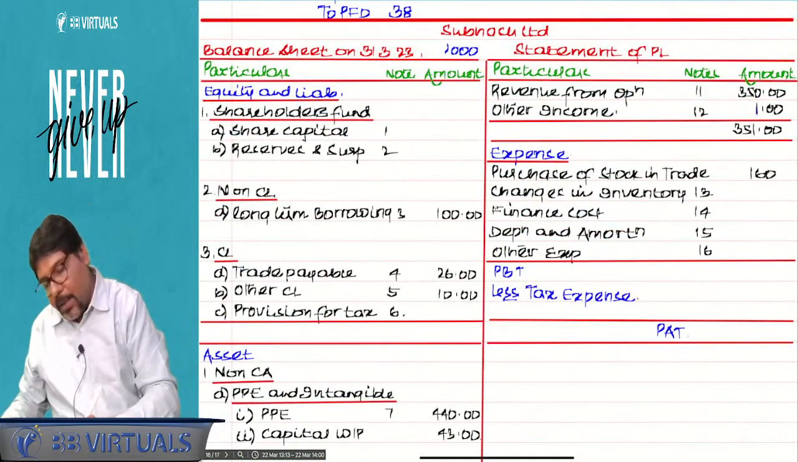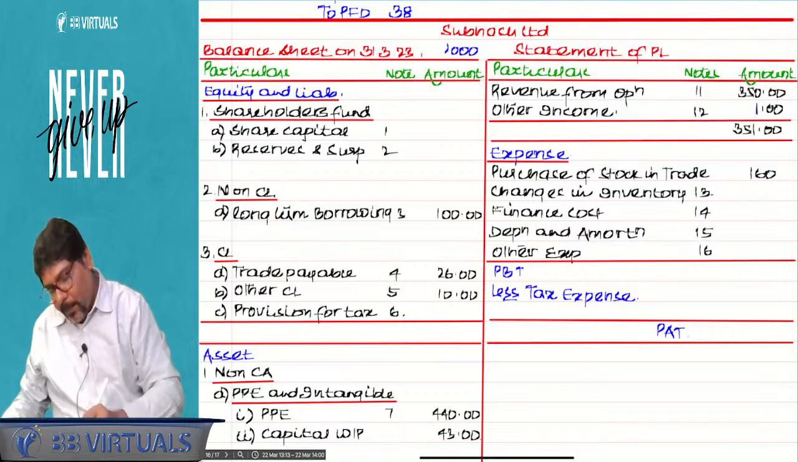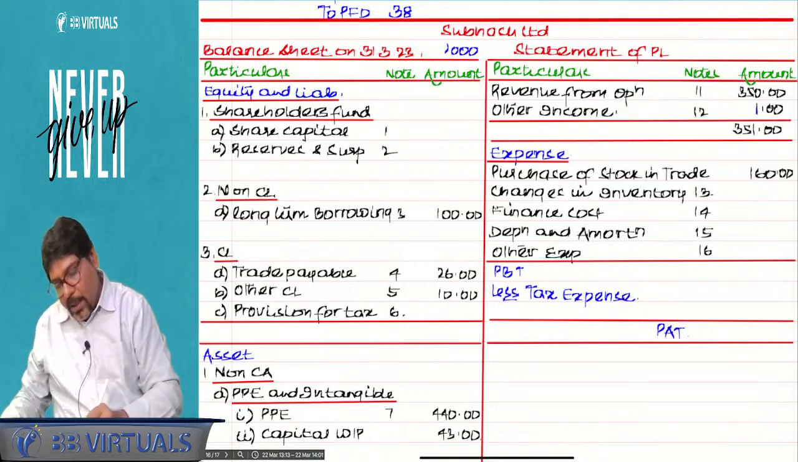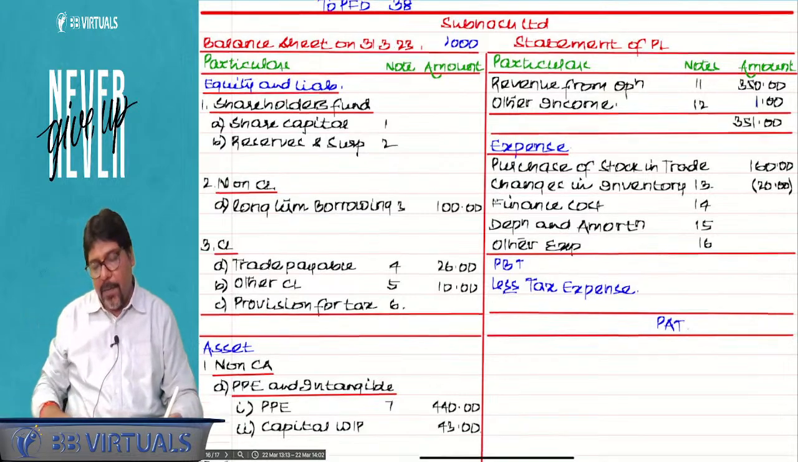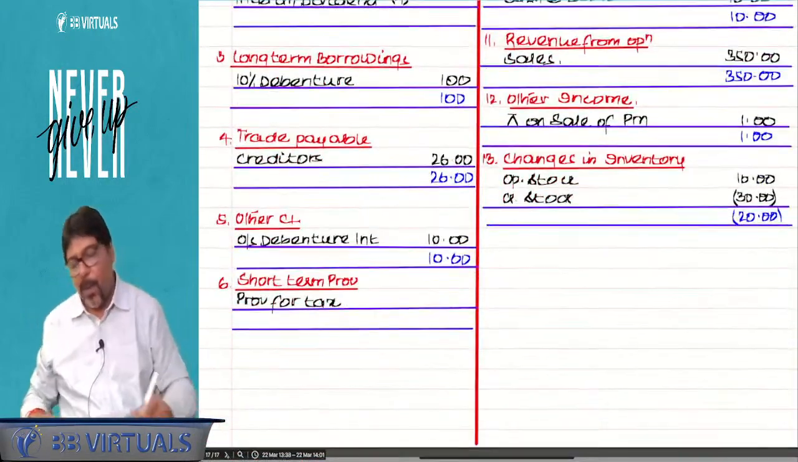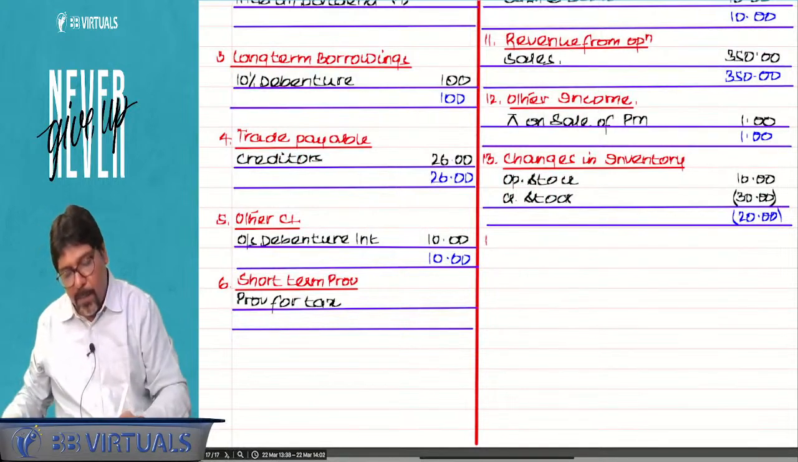So, chartered, this is changes in inventory. Changes in inventory, negative 20. Thereafter, finance cost, number 14.